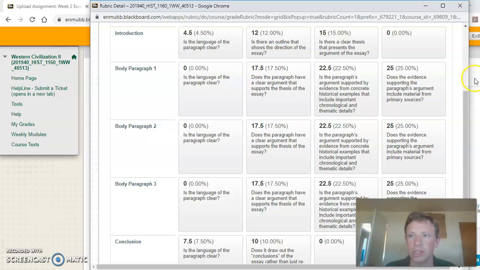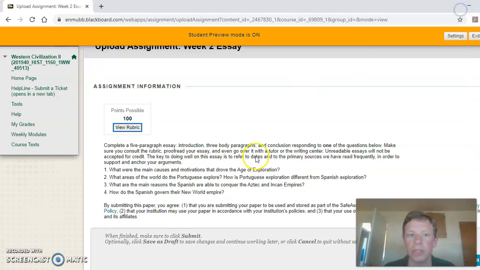So I encourage you to study this rubric. I encourage you when you're writing your essays, as I've said here, to draw in as much specific detail as possible. Really beat me over the head with the sense that you know what you're talking about when it comes to these different topics.